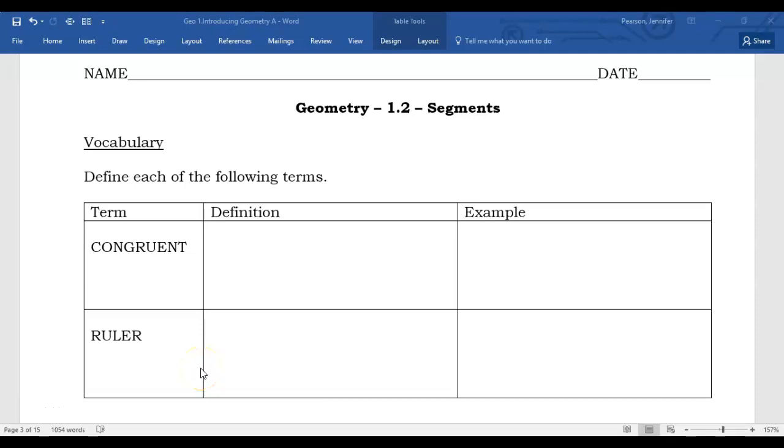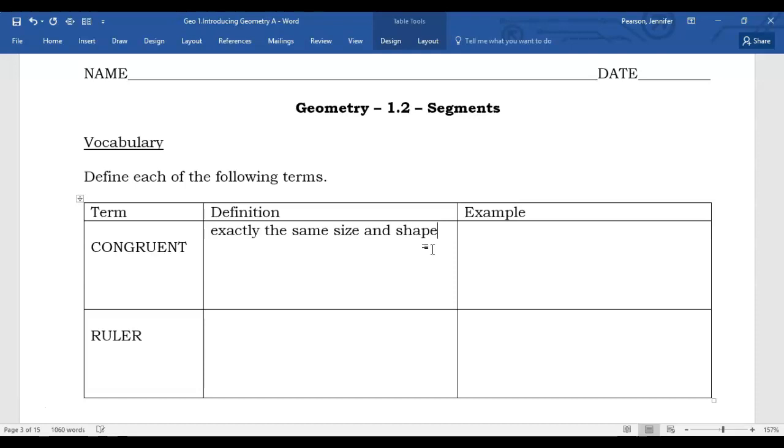This is Geometry Lesson 1.2 Segments. So we're going to start with a couple definitions today, and the first word that we're going to be defining is congruent. Now, congruent is a mathematical term that means exactly the same size and shape.